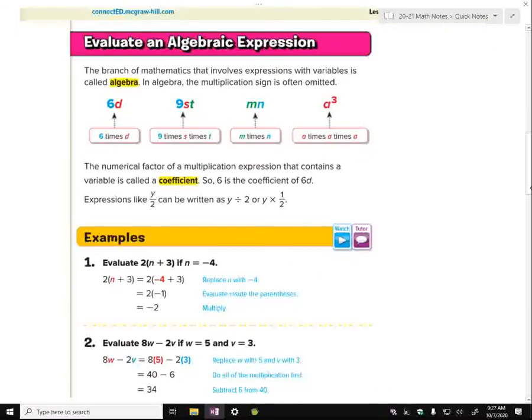To evaluate an algebraic expression, now evaluate is to answer. It's another way of saying answer it or to change its form. The branch of mathematics that involves expressions with variables is called algebra. In algebra, the multiplication sign is often omitted. Since we're using variables, 6d equals 6 multiplied by or times d. 9st is 9 times s times t. mn means m times n. A cubed means a times a times a.